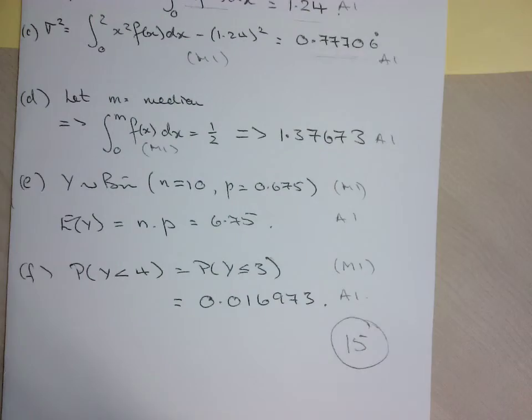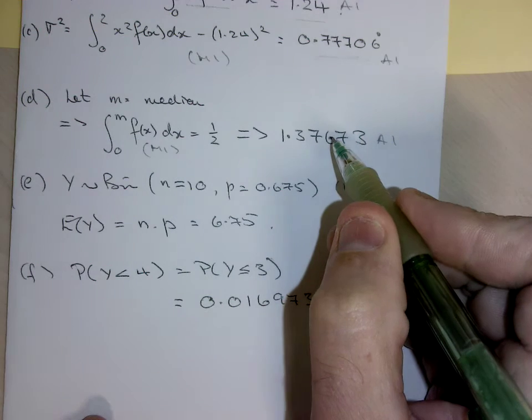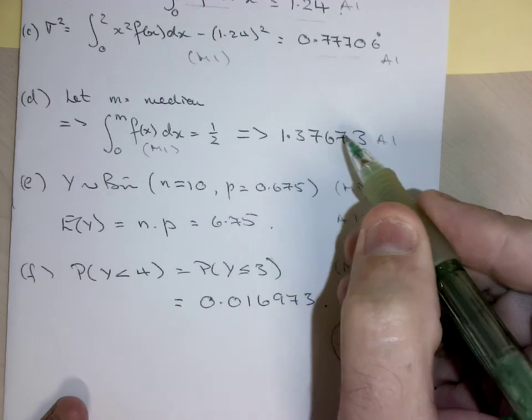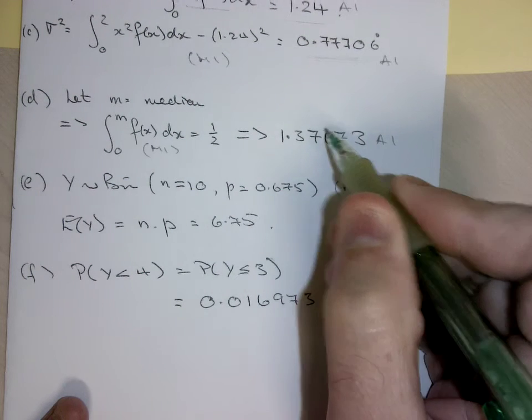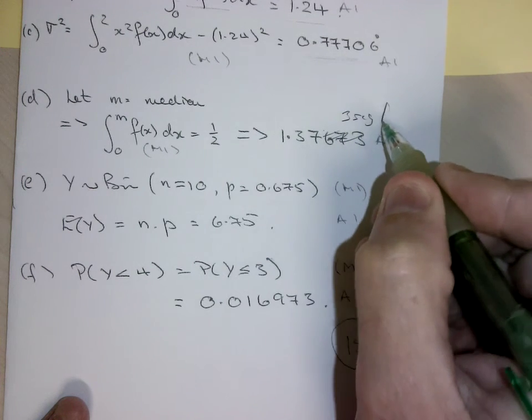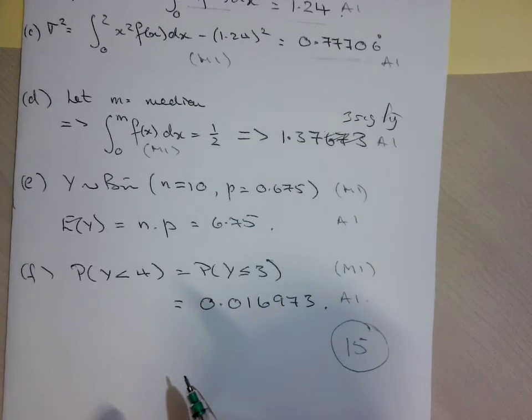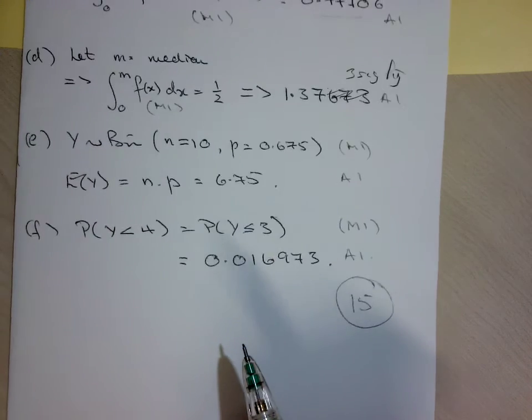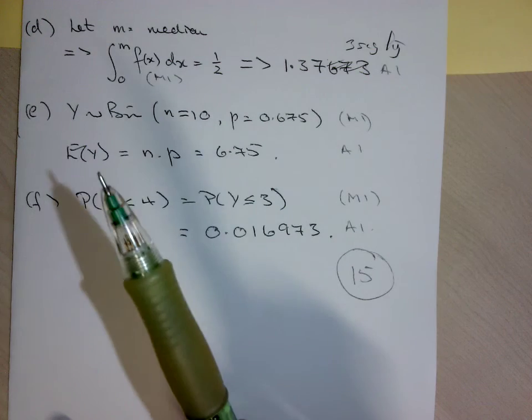So again, there's no working out. I think there's a typo here. That was 1.371. So 1.37 to 3 significant figures. So, as I say, very calculator heavy.